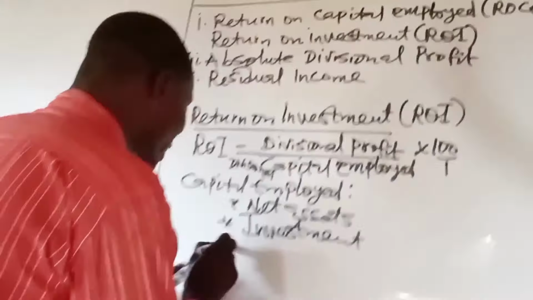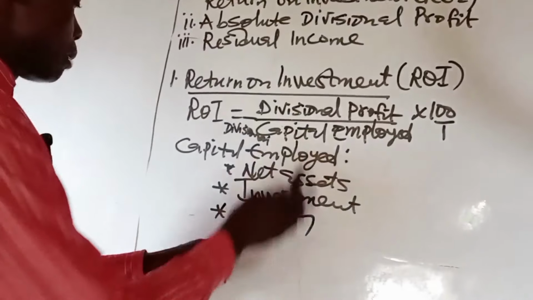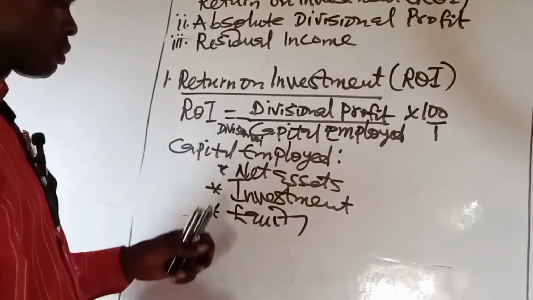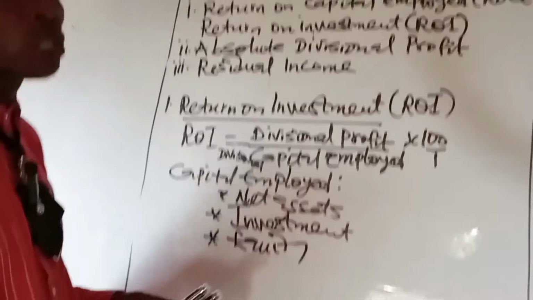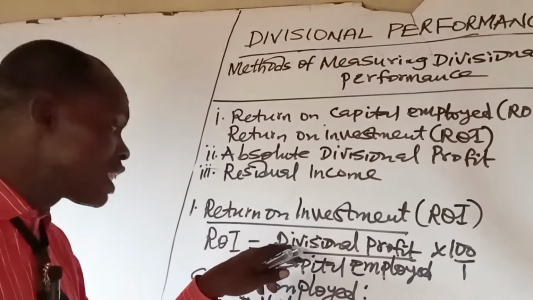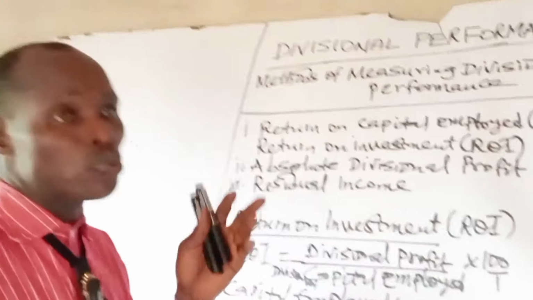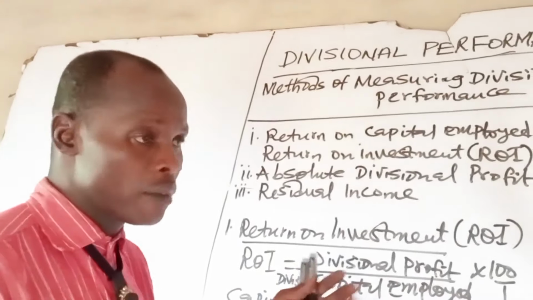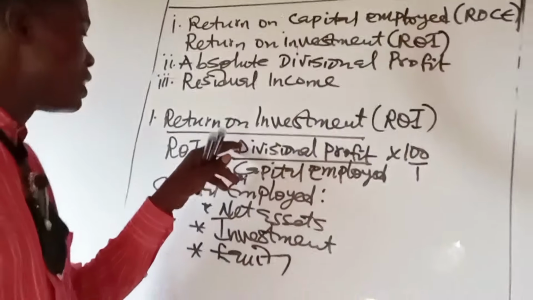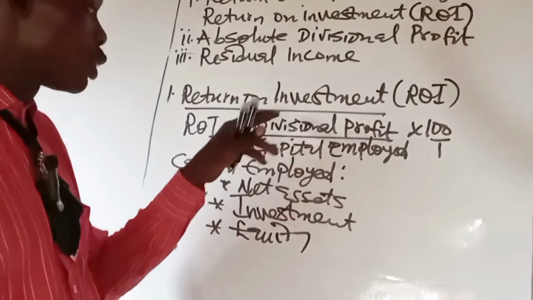So where equity is provided, what you are given is equity. That means your denominator becomes divisional equity. If it is investment, you use investment. If it is net asset, you use net asset. So the numerator, divisional profit, should be the controllable profit. Your controllable profit will be divisional revenue less controllable cost.